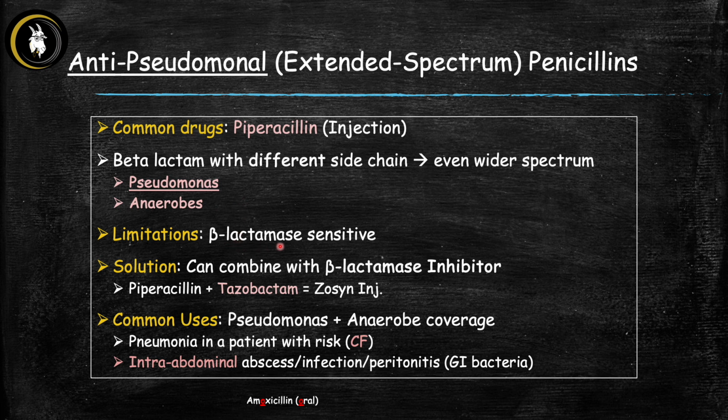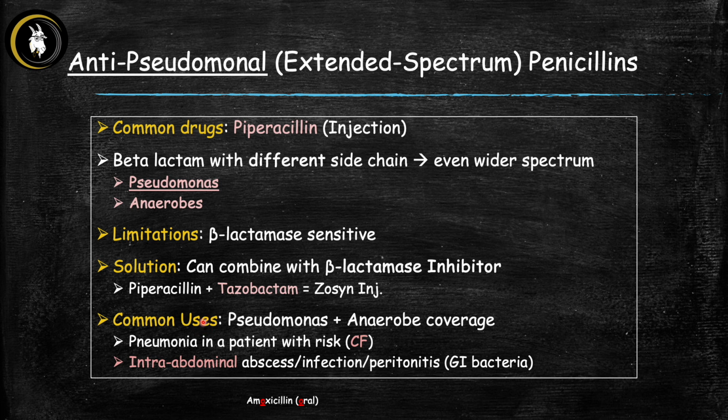Their main limitation is just like the last case, they're sensitive to beta-lactamase bacteria. Therefore, we have to combine them with beta-lactamase inhibitors. So in this case, we combine piperacillin with tazobactam, which is the beta-lactamase inhibitor here. And this drug combined is known as Zosyn, and this is something that we use commonly in the hospital, especially in the critical care setting.